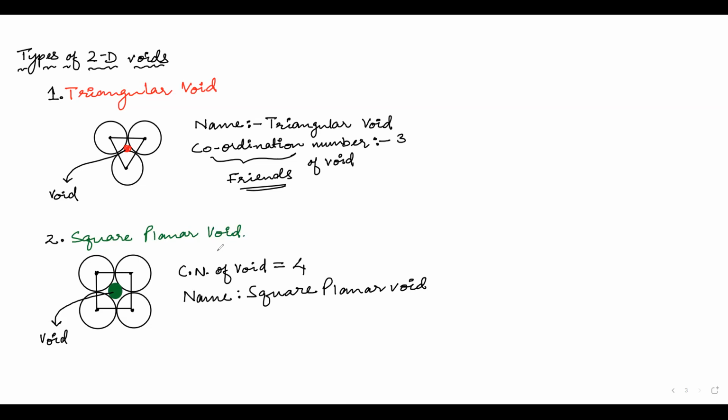Please note these two down. There are only two 2D voids. Can you think of any other arrangement? You have this whole chapter. If you think of any other arrangement which can make a new void, please tell me.